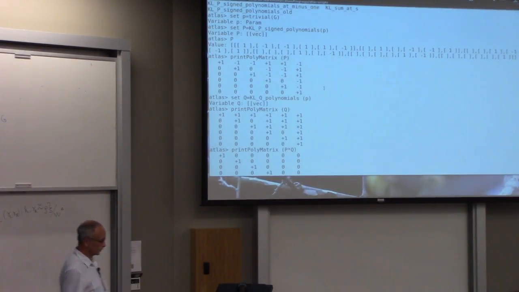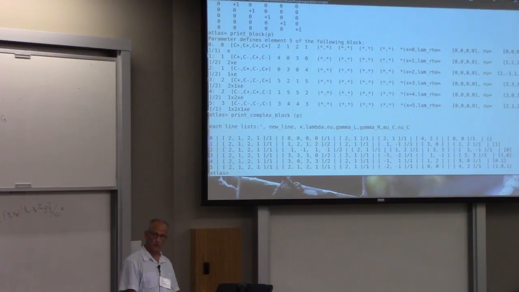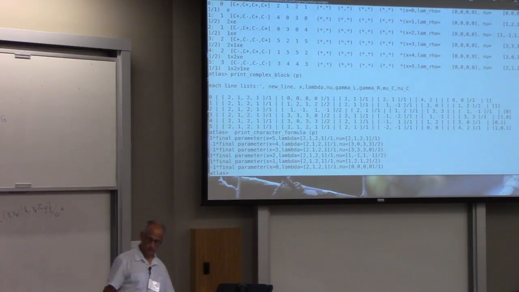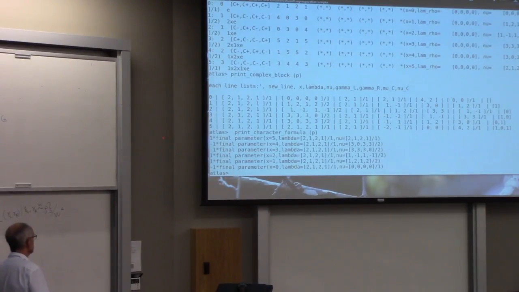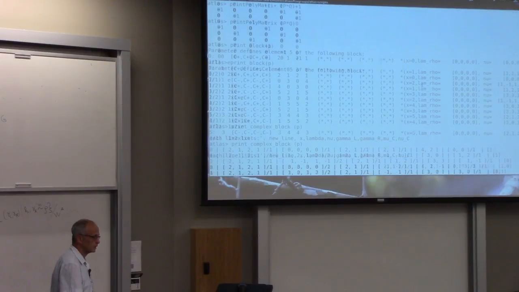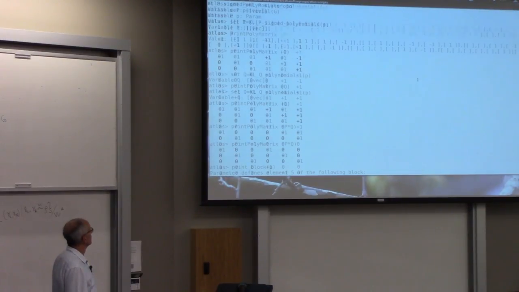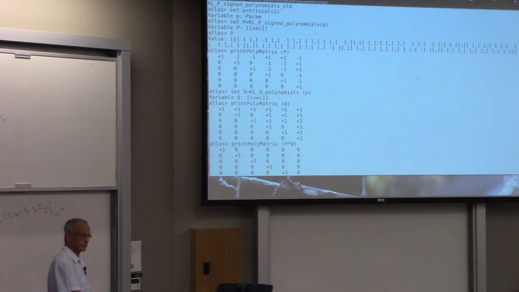And we could look at that directly. We could print character formula of P. And you see it's reading in the other order: plus, minus, minus, plus, plus, minus.